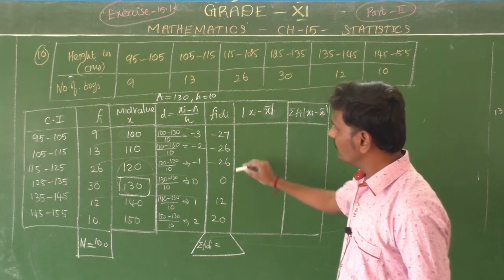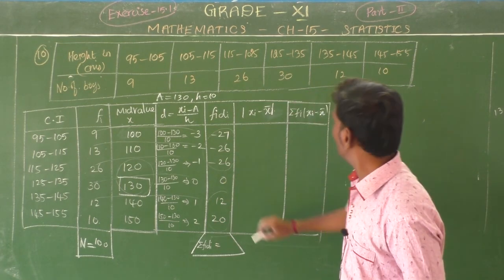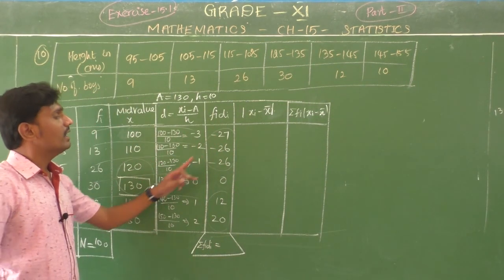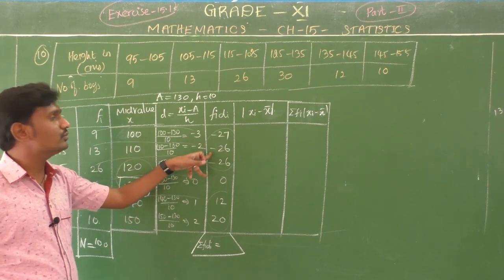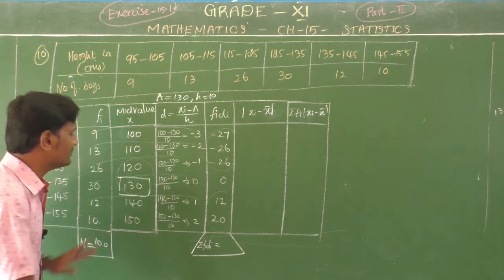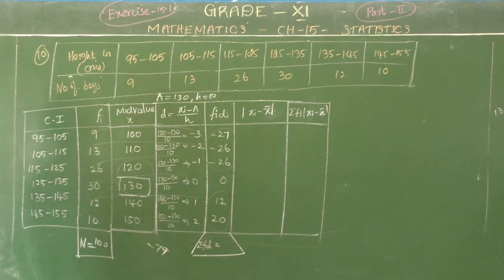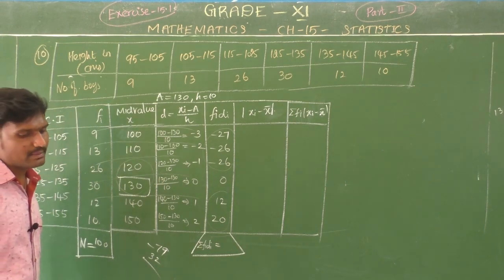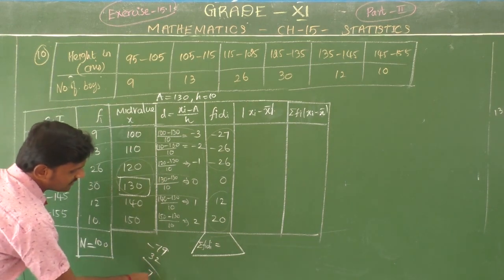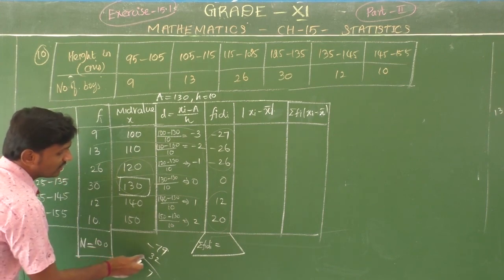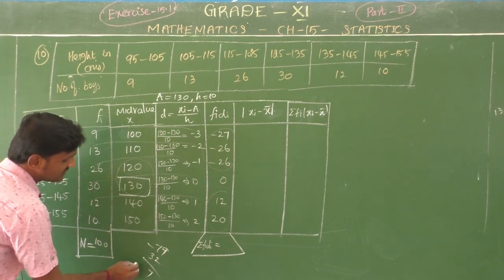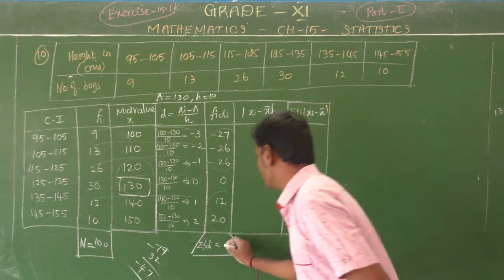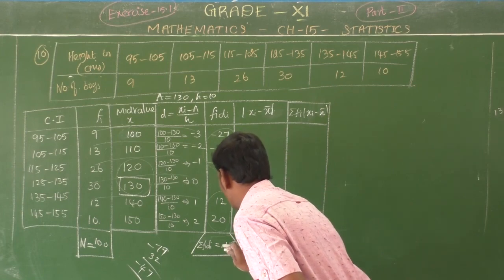Then next I am going to find summation fi di. These are the negative values and these are the positive values. The negative values are minus 27, minus 26, minus 26, which is minus 79, and the positive value is 32 only. If you subtract these two, 79 minus 32 gives 47, so minus 47.